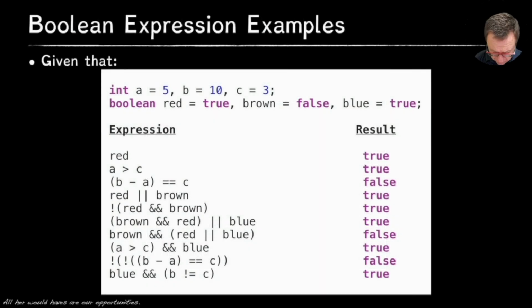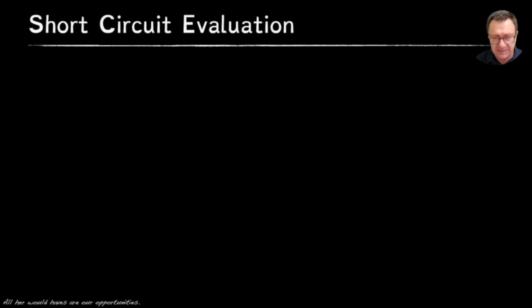So here's some examples, okay? So we say here that Boolean red is true, so its value is true if we were to print it out. And this table here, or this list of things, you can look at and work through step by step to see how it pans out.